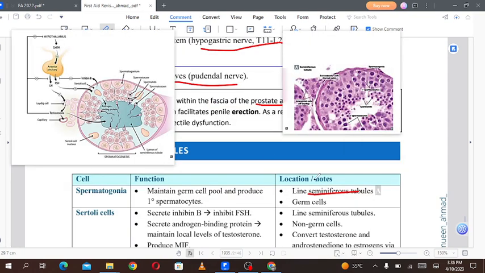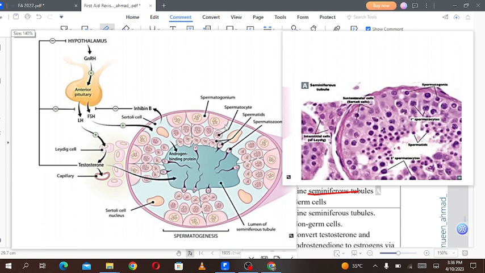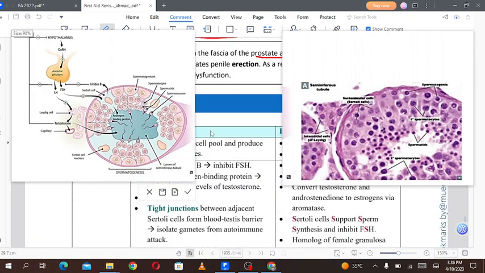The spermatogonia line the seminiferous tubule. This whole picture is of the seminiferous tubule, and the spermatogonia are present over here. In the schematic diagram, which is the better diagram, this is a cut section of the seminiferous tubule, and here you can see the spermatogonia lining the seminiferous tubules.